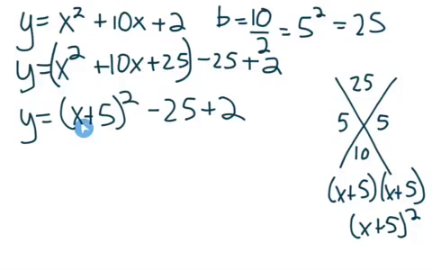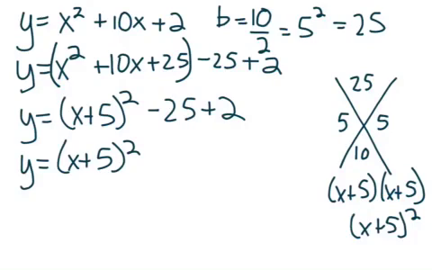Okay, I'm done with all the factoring here. Now I just need to simplify this over here. So I say y equals (x plus 5) squared, and then negative 25 plus 2 is negative 23. So this quadratic equation is now in vertex form. I started with the standard form, I went to vertex form.